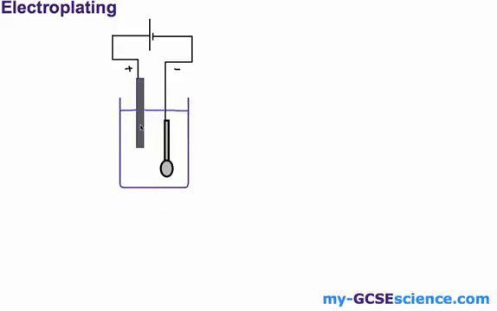Now, the way this works is very similar. We've got a spoon here that's made out of metal. We can use silver nitrate, and silver nitrate can be broken down as the ions, and the silver will have a plus charge, and that will then be attracted to the spoon, and it will coat the spoon with a layer of silver. So that's one use of electrolysis in electroplating.